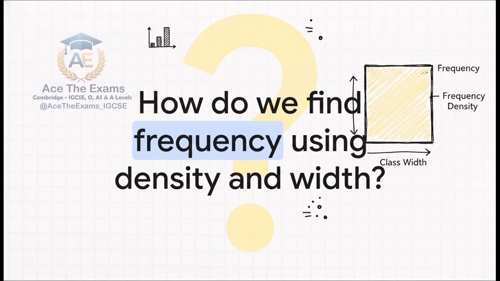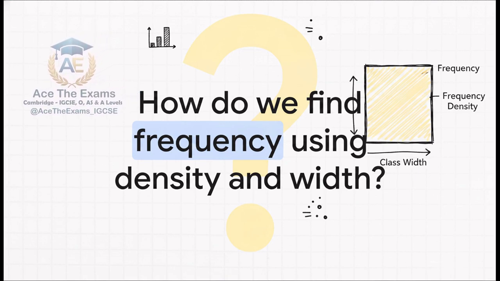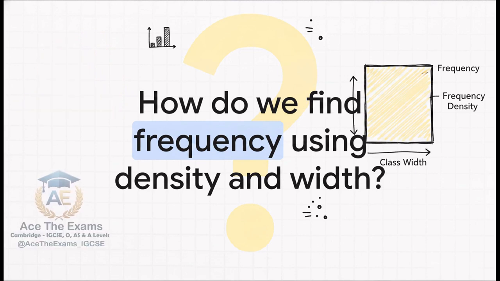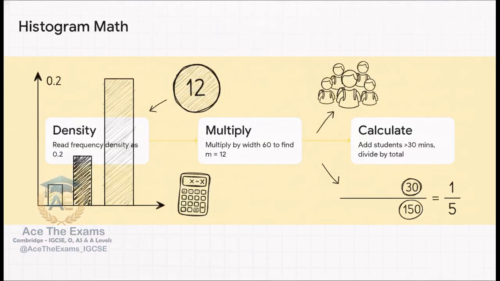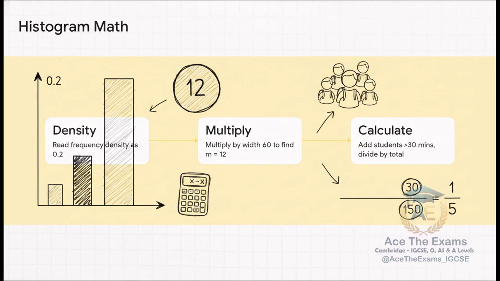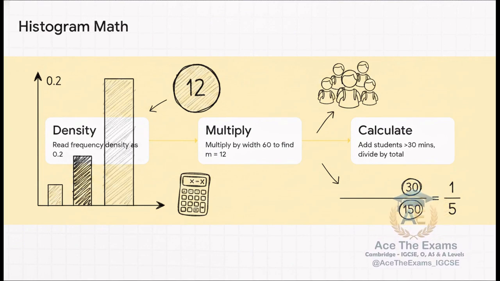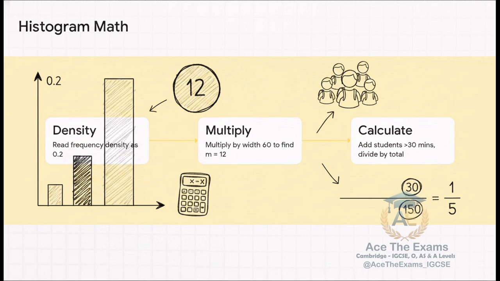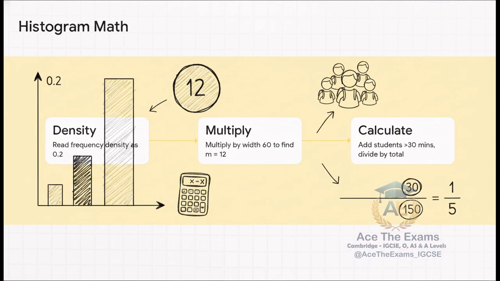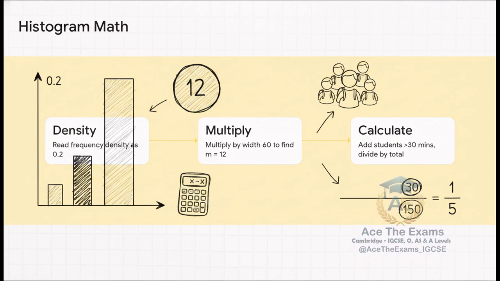It's literally just like finding the area of a rectangle, base times height. Or, in our case, frequency equals class width multiplied by frequency density. Let's test this on the final block of data, students taking between 60 and 120 minutes. The width of this class is 60. Reading the graph carefully, the height or frequency density is 0.2. So step 2, multiply 0.2 by the width of 60. That tells us our unknown frequency, m, is exactly 12 students.